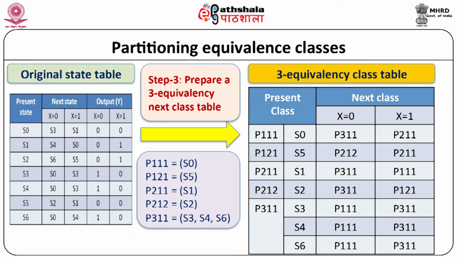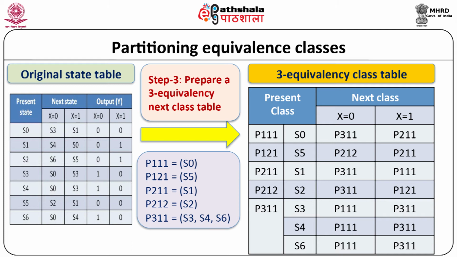Test P21 for each value of x. It is observed that for x is equal to 0, the next class is P31 for S0 and next class is P31 for S2. For x is equal to 1, the next class is P11 for S1 and next class is P21 for the state S5. This indicates that P21 has next class partition.